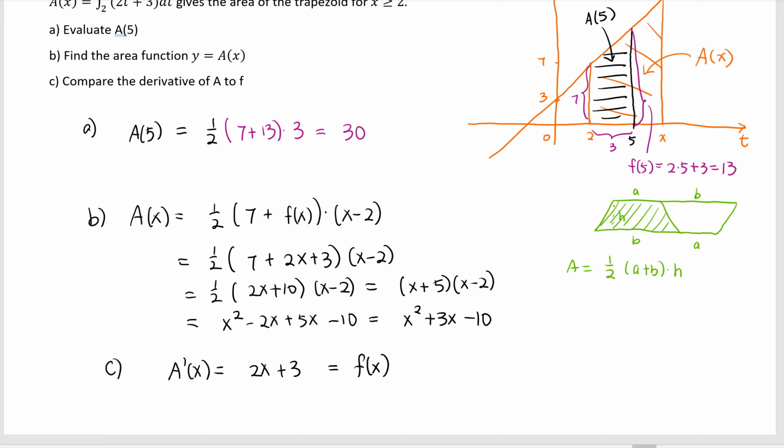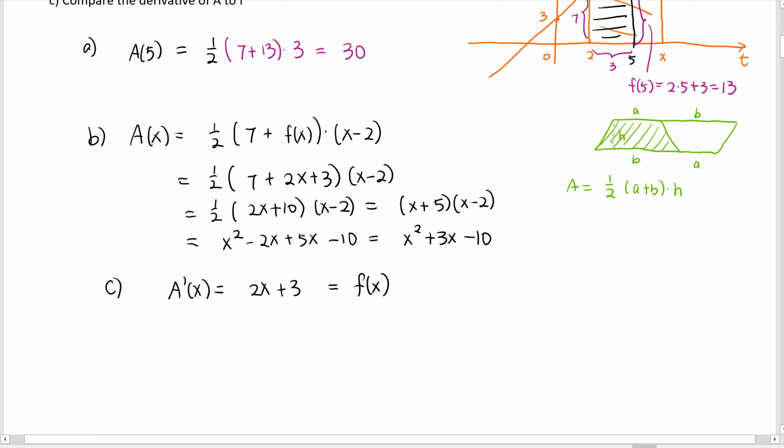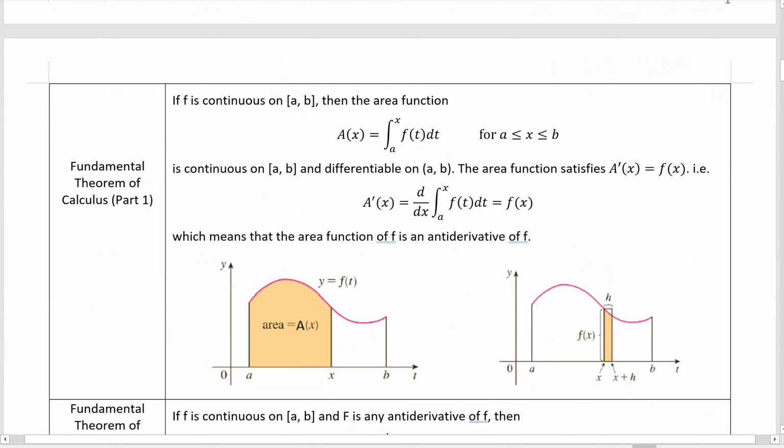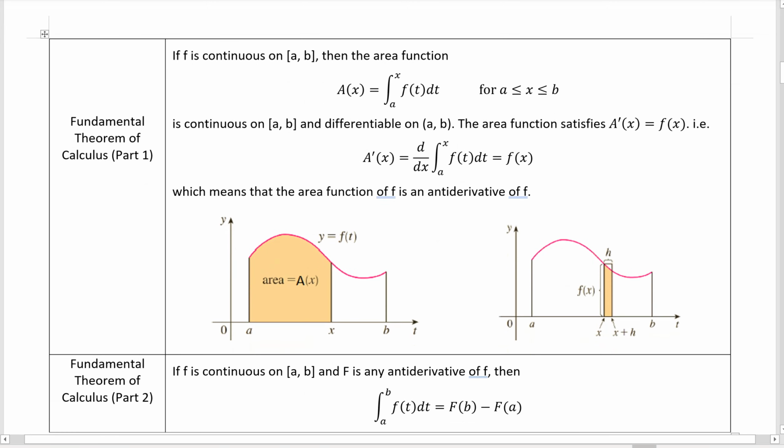Okay, everybody? Does this work for all the functions or just this line? Actually, it works for all the functions. Okay, so this is actually true for all the functions. The derivative of the area function equals the function evaluated at x when we plug in x. Okay? Alright, so here is the fundamental theorem of calculus, part 1.